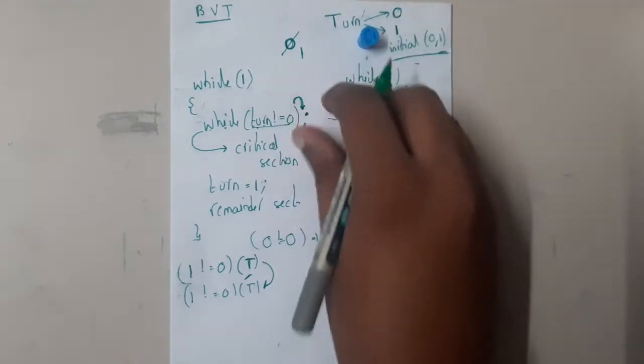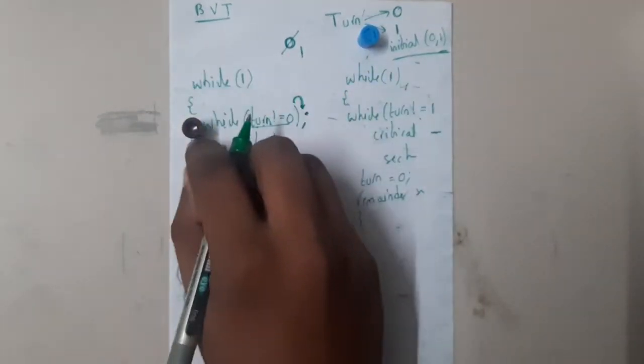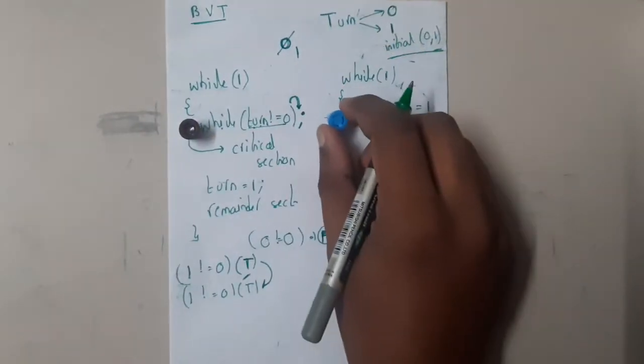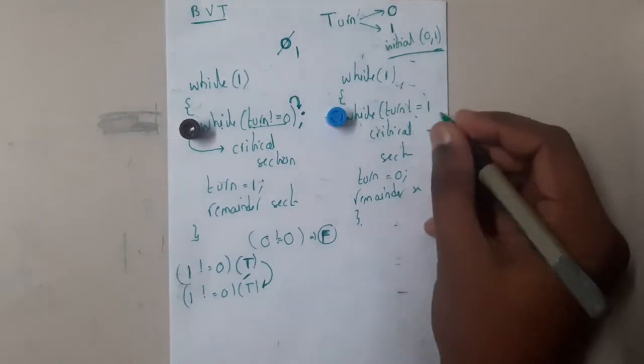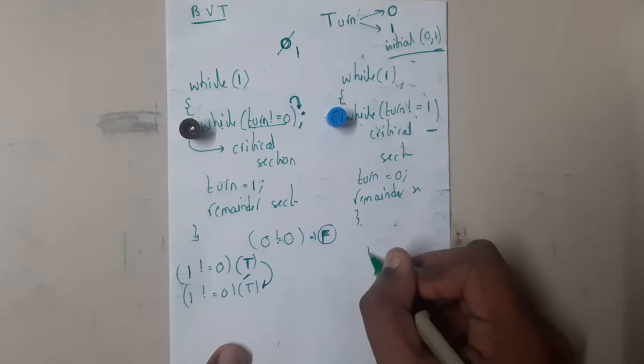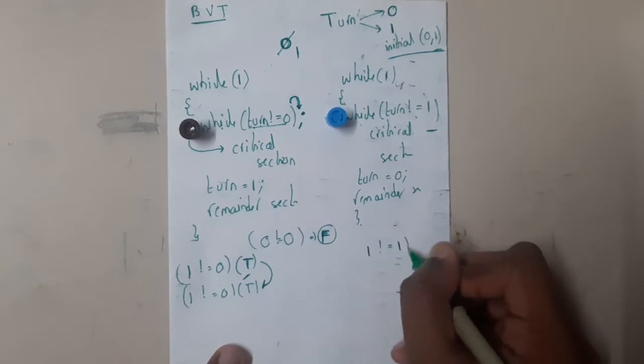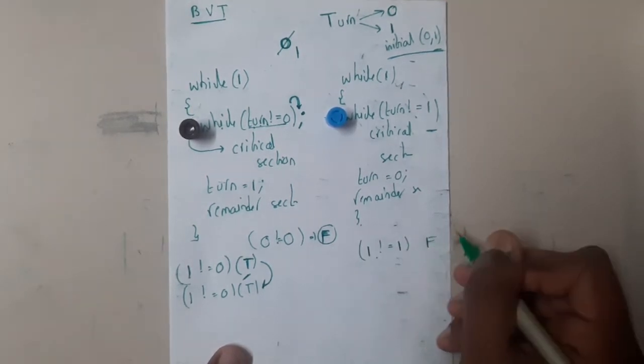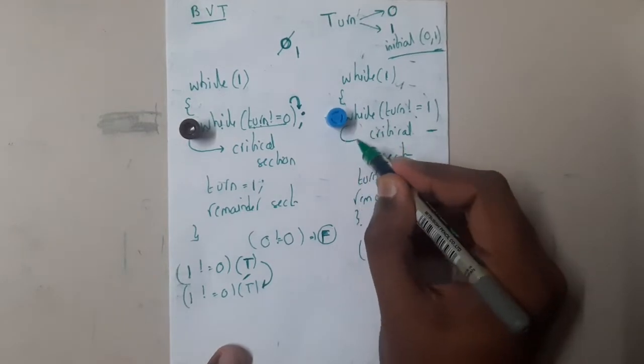After some time this blue guy came to play. So now this guy was paused, and now this blue guy has started. So now what he will do, he will come and check here. Okay, so while turn is not equal to 1, so 1 is not equal to 1. Is it true or false, guys? It is false. So this guy will be pushed into the critical section.